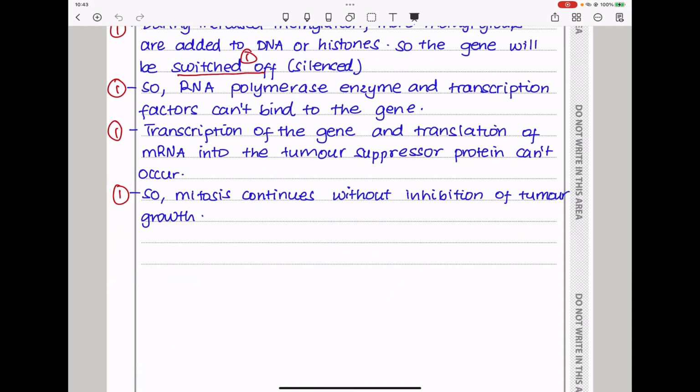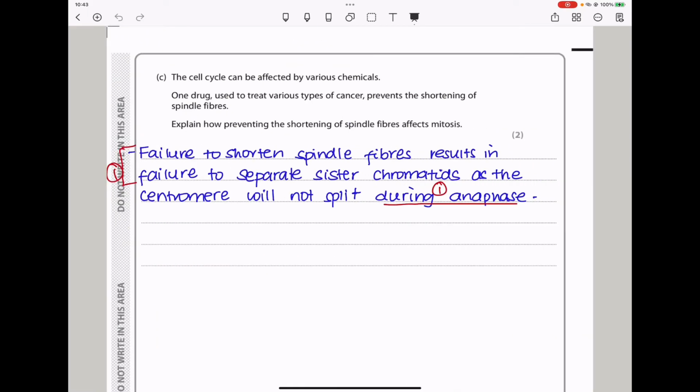Moving on. In part C, the cell cycle can be affected by various chemicals. One drug used to treat various types of cancer prevents the shortening of the spindle fibers. Explain how preventing the shortening of the spindle fibers affects mitosis.